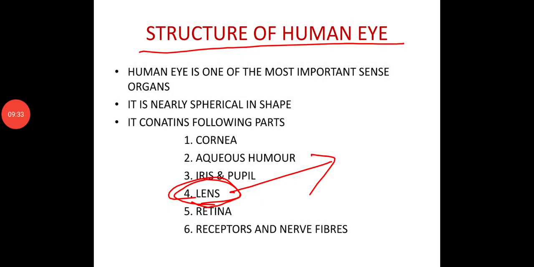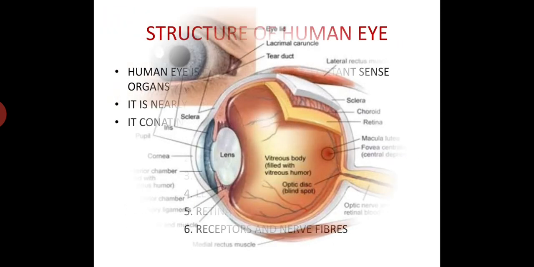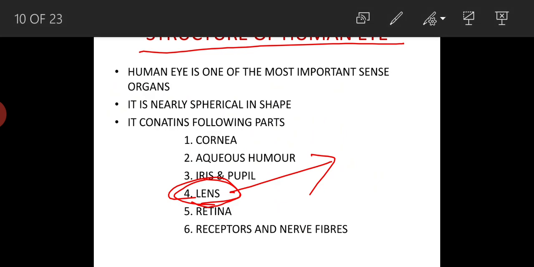Okay, now let us see the human eye. The human eye is one of the most important sense organs. It is nearly spherical in shape. It contains the following parts. First one is the cornea. The cornea is the outermost protective membrane present in our human eye. It helps to protect our eye from foreign particles. The white colored part which we see in our eye is nothing but the cornea.